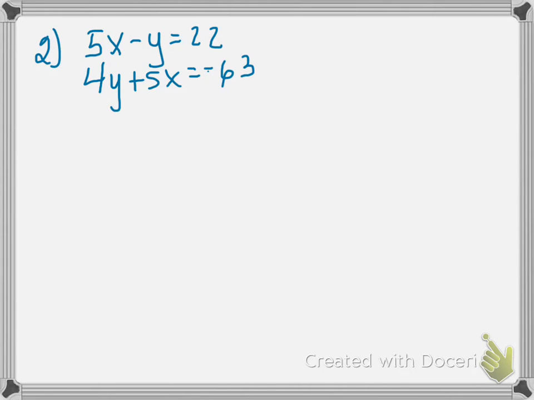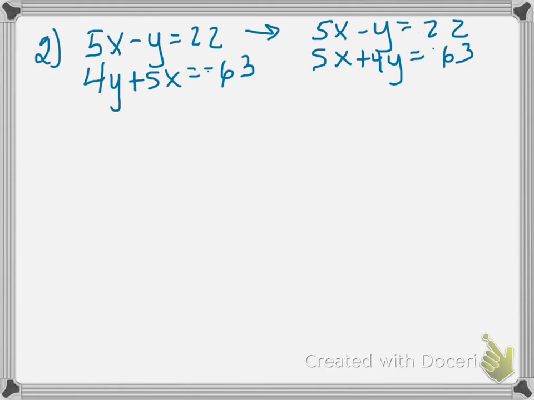Okay, here's a second example of elimination method. First thing I'm going to do is line up my variables. So the first one is 5x minus y equals 22. Oops, let me clean this up. And then I'm going to line up my variables. So I'm going to put the x's under each other, and then the y's under each other, and then my constants under each other.